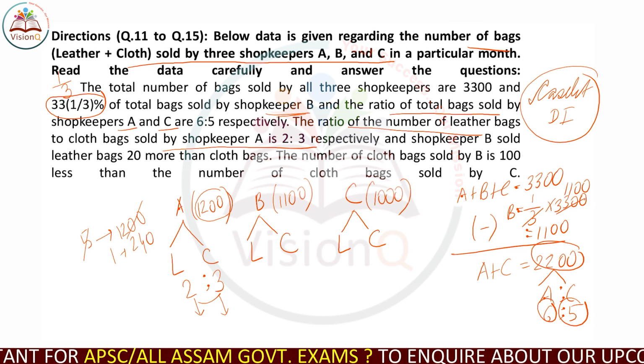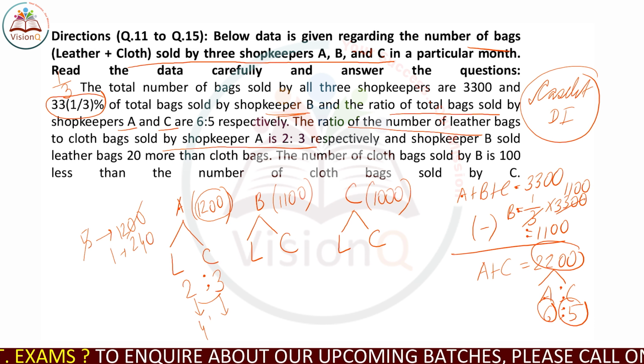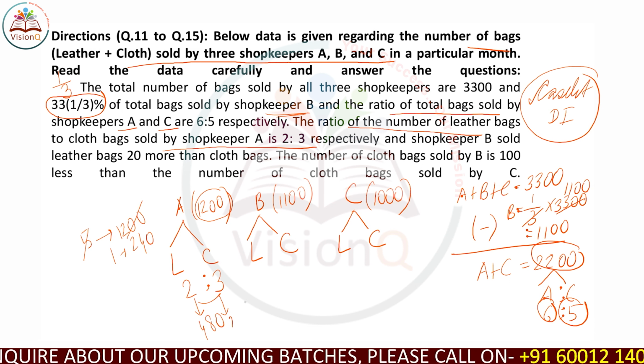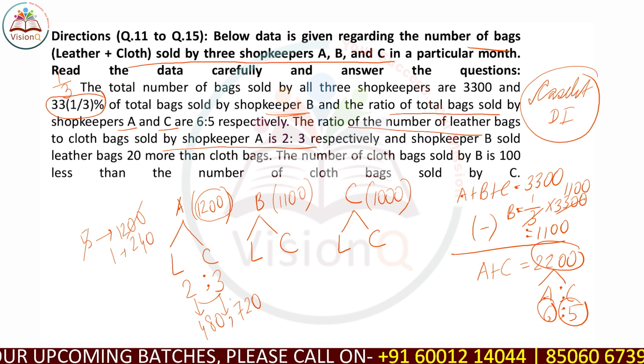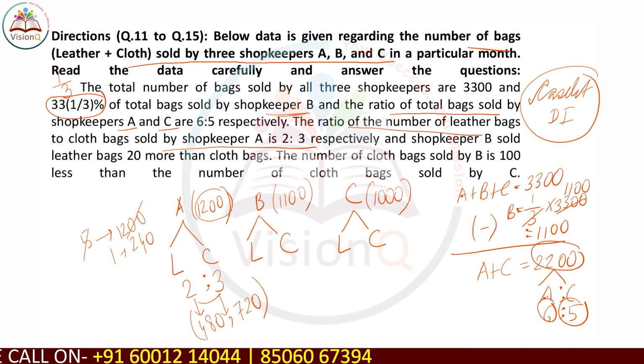If 1 is 240, then what is 2? 2 into 240, which will be 480. And 3 into 240 which will be 720. So these are the number of leather and cloth bags sold by shopkeeper A.